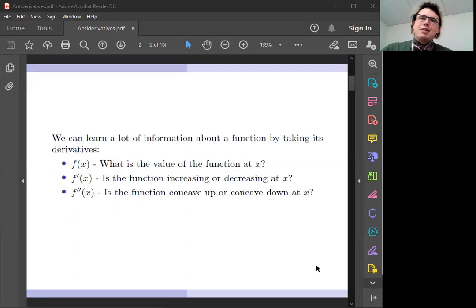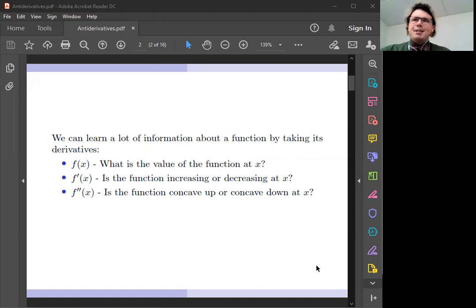The derivative tells us whether the function is increasing or decreasing. We can leverage that information to figure out whether the function has a local minimum or a local maximum. We could take a second derivative, and the second derivative tells us whether the function is concave up or concave down.